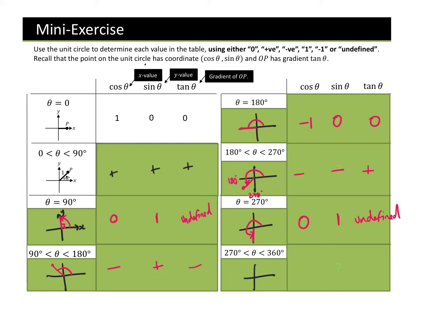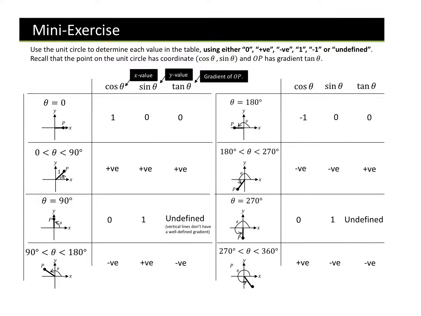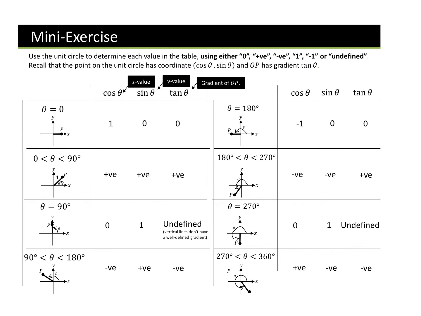So if you think about it as well, our tan is sine divided by cos, which is going to give us undefined. And then between 270 and 360, our angle is going to be roughly in this quadrant. Here we go. We know this angle is going to be roughly between 270 and 360. And we're going to have a positive value of cos, a negative value of sine, and a negative value of tan. And again, here, it's drawn slightly better if you need it.